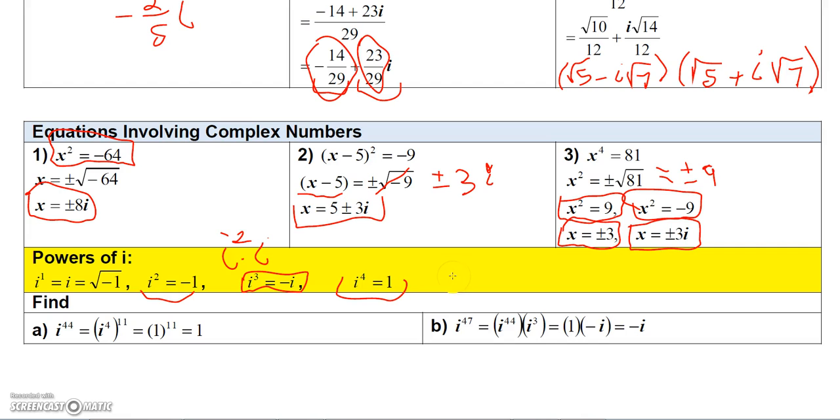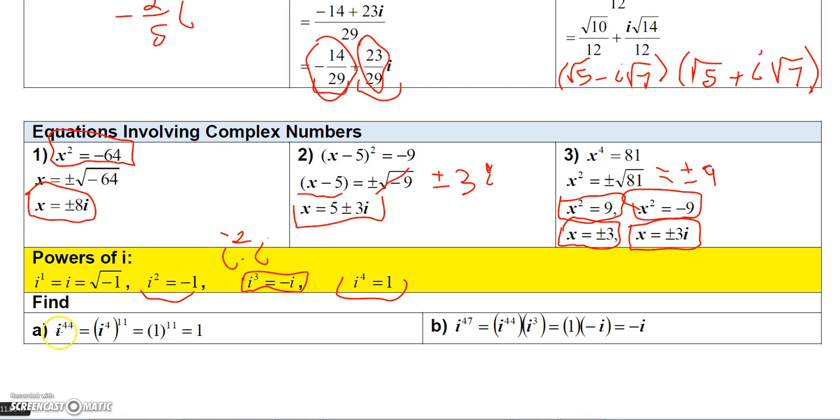So again, then i to the fifth would be i, i to the sixth would be negative 1, i to the seventh would be negative i, and i to the eighth would be 1. So it turns out that every fourth power of i is always going to equal 1. So that helps us to solve for larger powers of i.